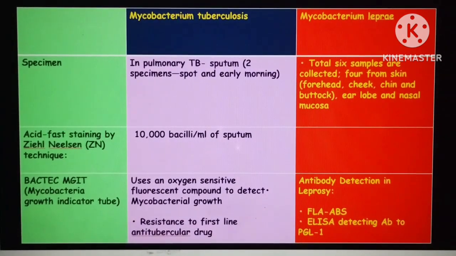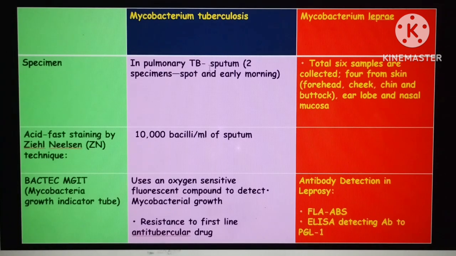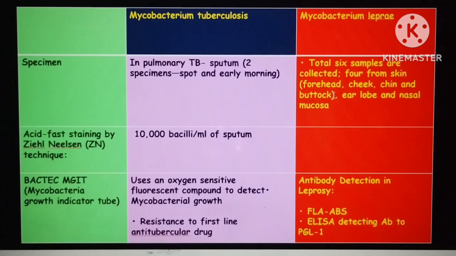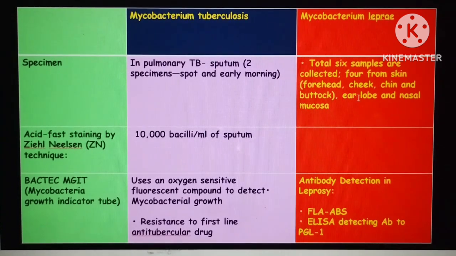So here first, what about specimen? In pulmonary tuberculosis, we'll be taking two samples, one spot sample and another early morning sample. Whereas in leprosy, you will be taking a total of 6 samples, 4 from the skin, that is the forehead, cheeks, chin, and the gluteal region. And you can also take the earlobe or the nasal mucosa.